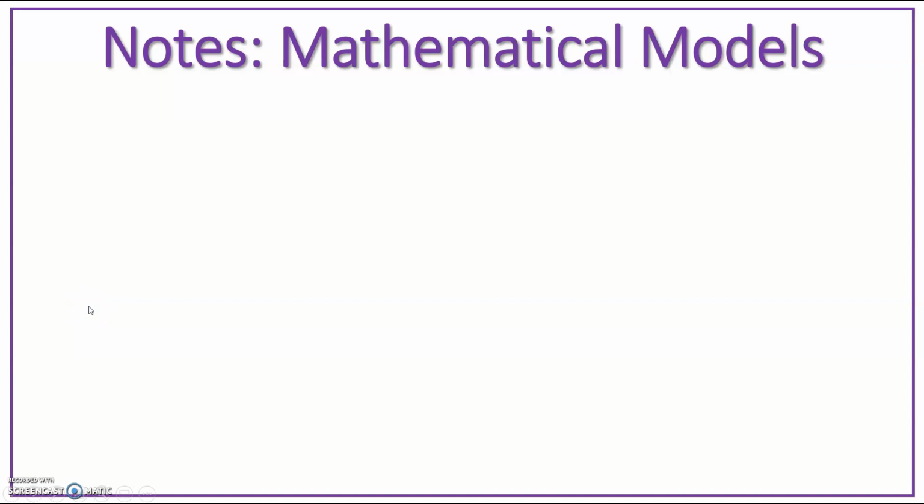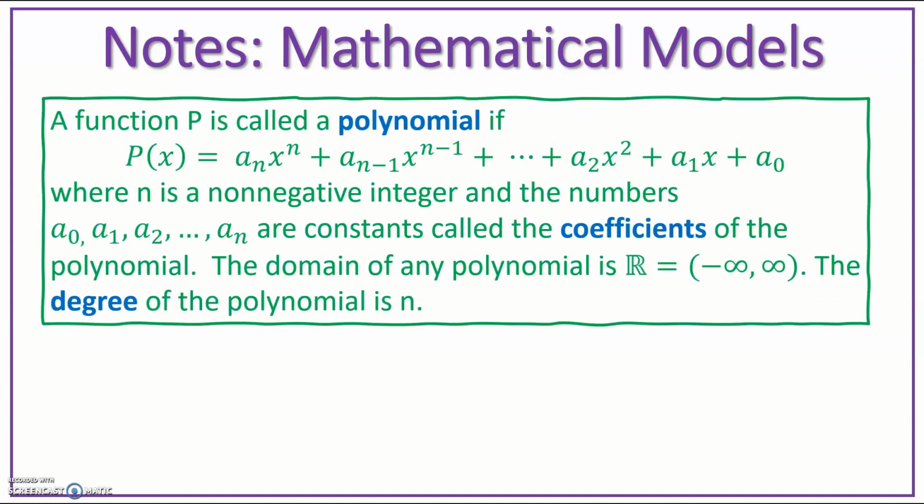All right, now let's focus on a different type of mathematical model. We're going to look right now at what is called a polynomial. A function p is called a polynomial if p of x is equal to a sub n x to the nth power plus a sub n minus 1 times x to the n minus first power plus ... plus a sub 2 x squared plus a sub 1 x plus a sub naught, where n is a non-negative integer and the numbers a sub 0, a sub 1, a sub 2, and so on, a sub n, are constants called coefficients of the polynomial. The domain of any polynomial is all real numbers, or negative infinity to infinity.